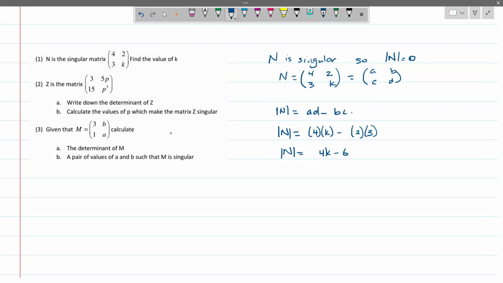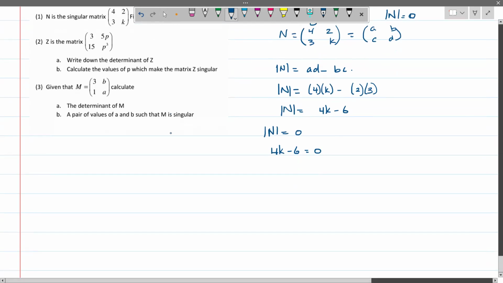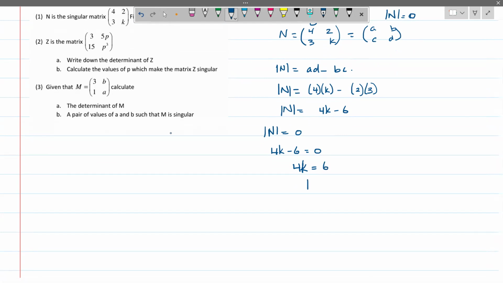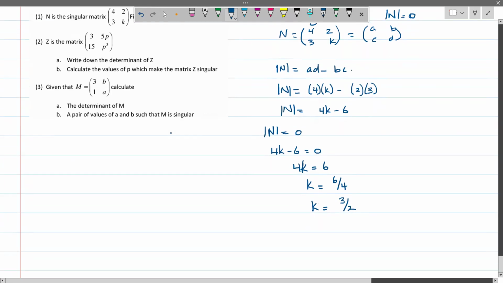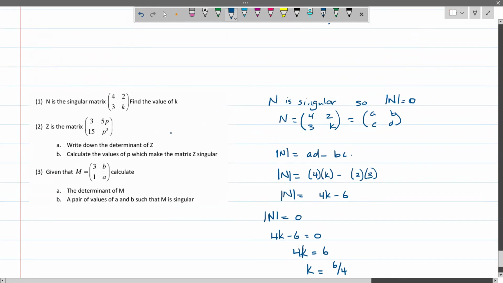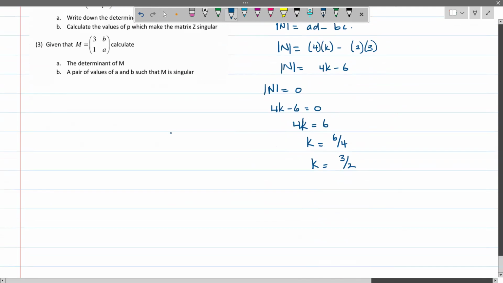Now, since it's singular, determinant N is equal to 0. So 4K minus 6 is equal to 0. So what that will mean is that 4K is equal to 6. And K would be equal to 6 divided by 4, which is 3 over 2. Right? So that's number 1. Very easy.